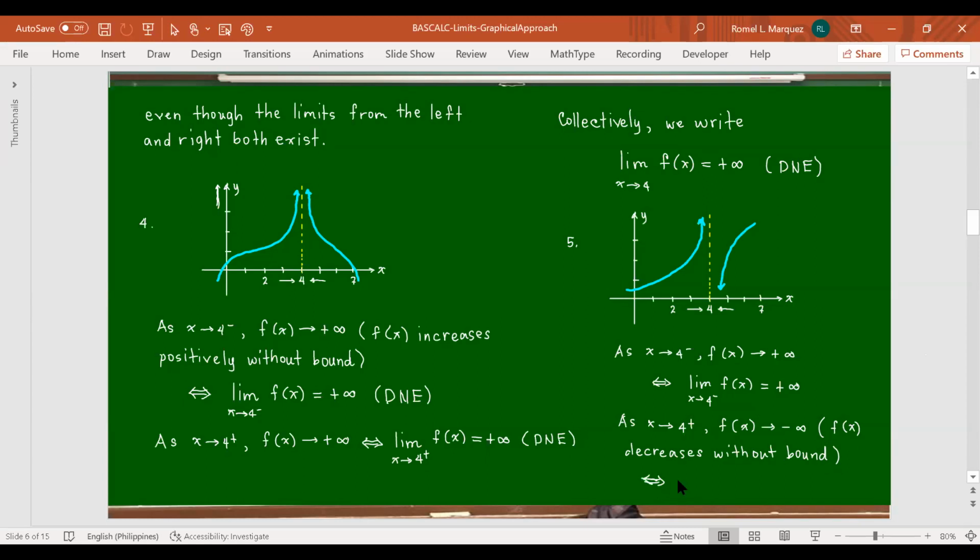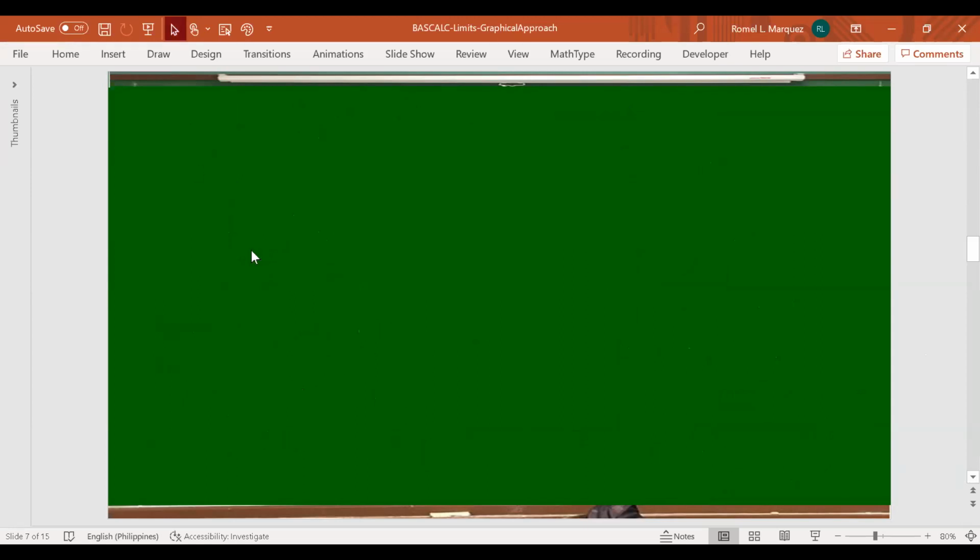So how do we write this? In a compact form, limit as x approaches 4 coming from the right of f of x is equal to negative infinity. So again, we interpret this as what? DNE, ha? That's how we interpret it. It's still DNE, but specifically negative infinity. And of course, negative infinity and positive infinity are not real numbers. They only denote the behavior that the function value gets bigger and bigger, either negatively or positively, without bound.